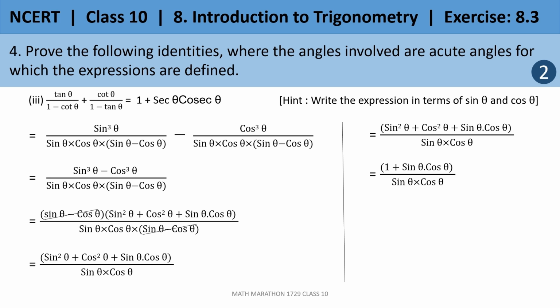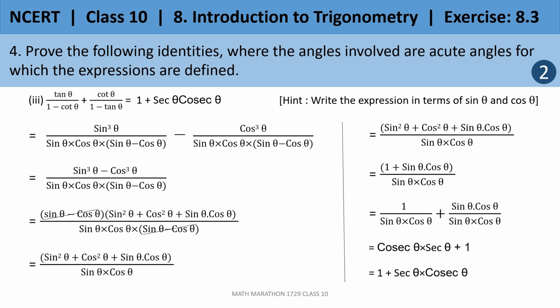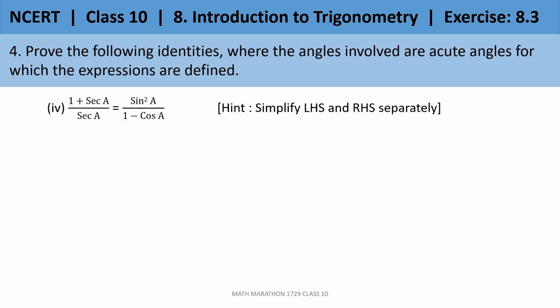Is equal to 1 plus sin theta multiplied by cos theta by sin theta multiplied by cos theta is equal to cosecant theta multiplied by secant theta plus 1 is equal to 1 plus secant theta multiplied by cosecant theta, which is the right-hand side. So, left-hand side is equal to right-hand side. Hence, proved.